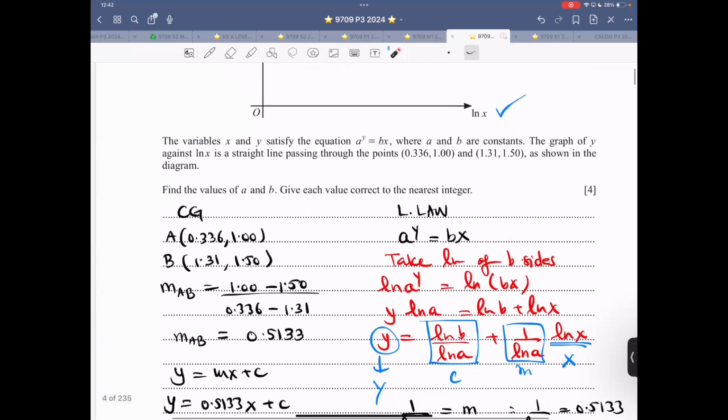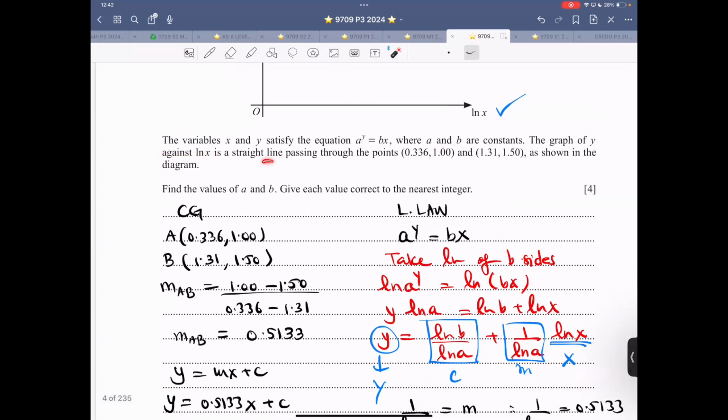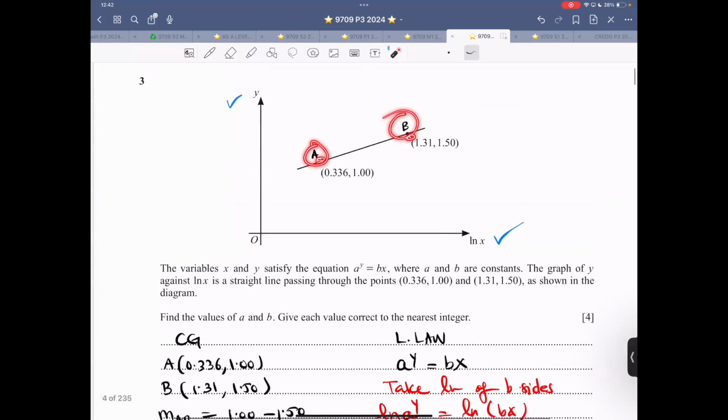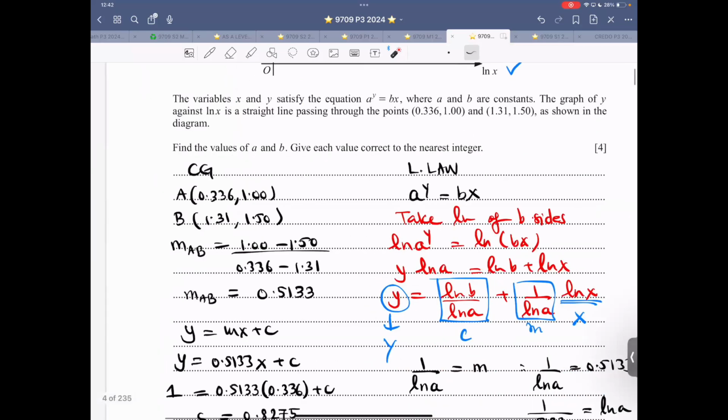The graph of y against ln x is a line passing through these 2 points. These are the 2 points given. I have labeled them as a and b. As shown in the diagram, find the value of a and b, giving each value correct to the nearest integer.